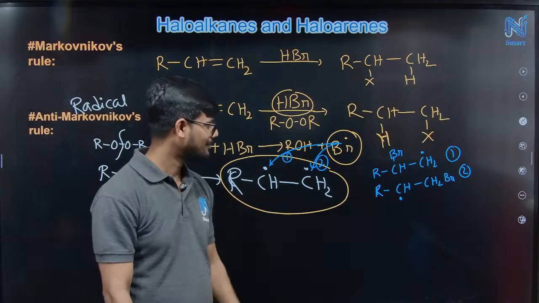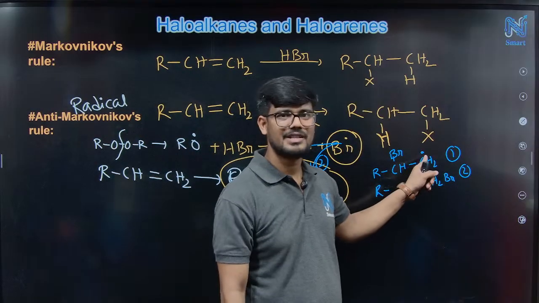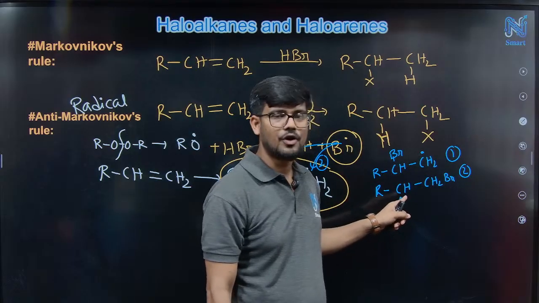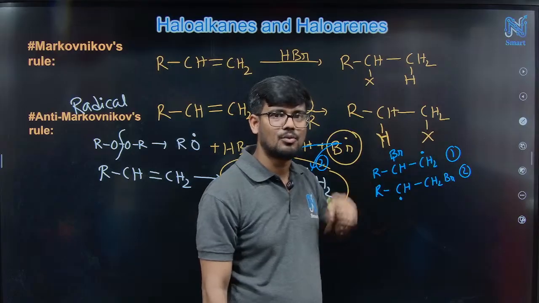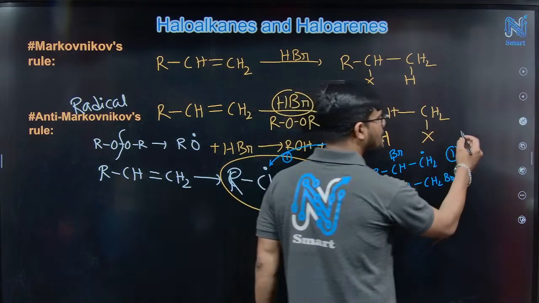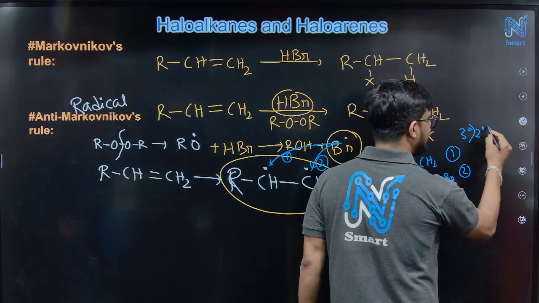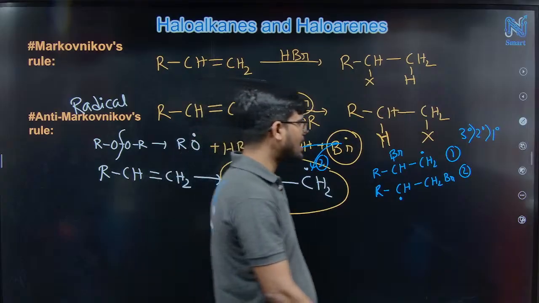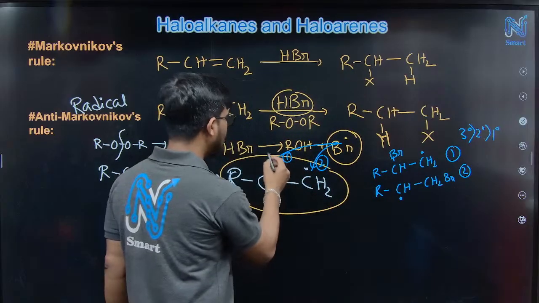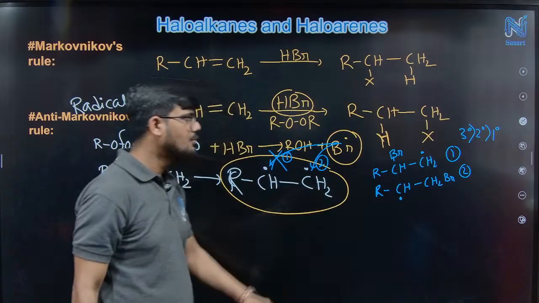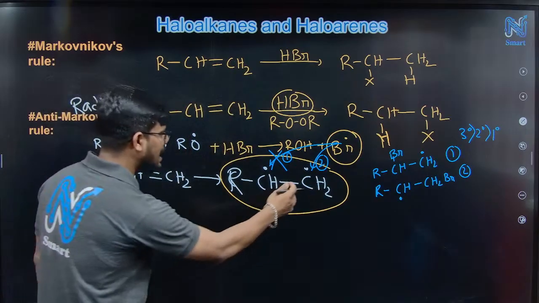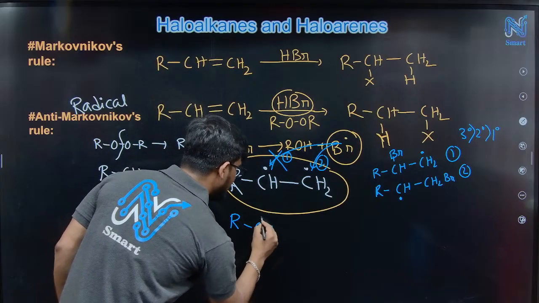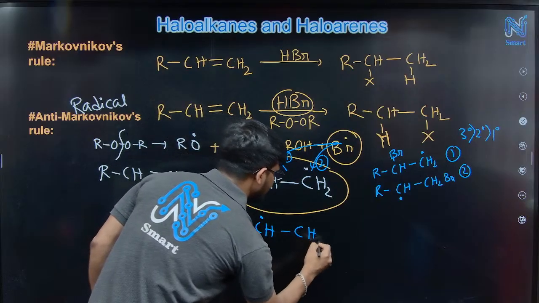Yes, sir, this is a first degree radical, this is a second degree radical. We already know a 2 degree radical is more stable than a 1 degree. What is the stability order of radicals? 3 degree greater than 2 degree greater than 1 degree. Simple, right? So 2 degree will be more stable than 1 degree. So that's why the first one will not be followed. We will get the second one. That means if Br attacks this CH2 radical, then we will get CH radical-CH2Br, correct?